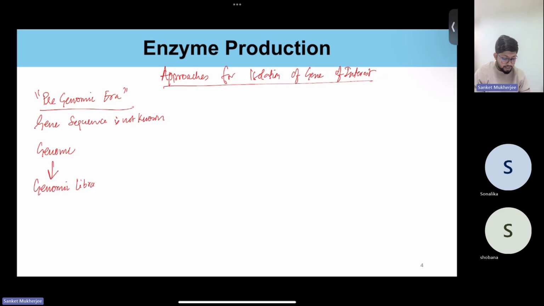So how is it done? Essentially, the entire genome is fragmented into smaller parts, and then we express each and every fragment to see which particular region corresponds to our protein of interest. So the genomic library is nothing but a collection of clones.